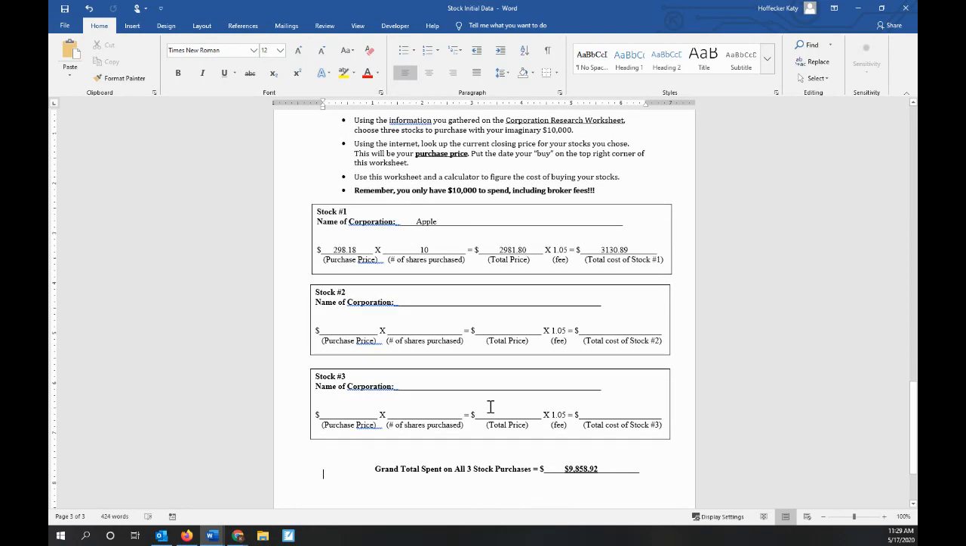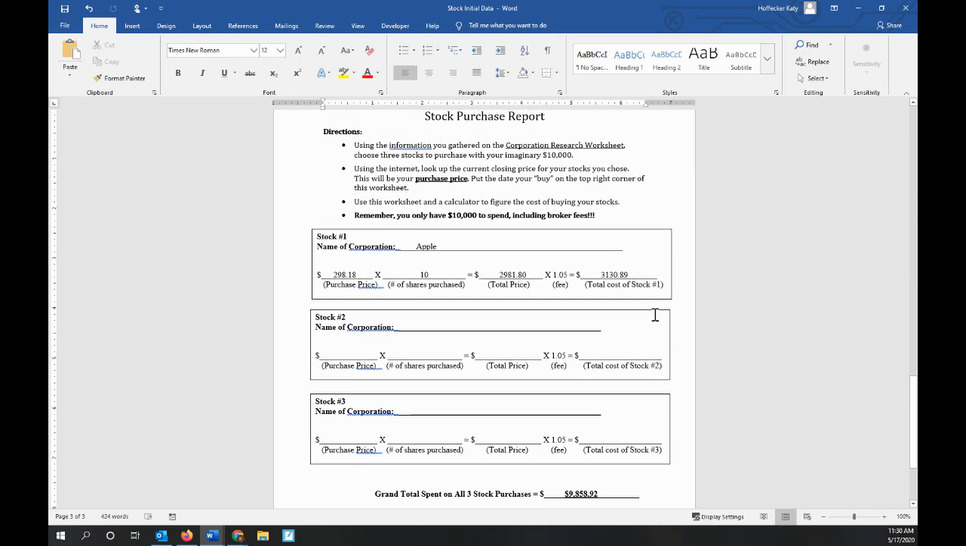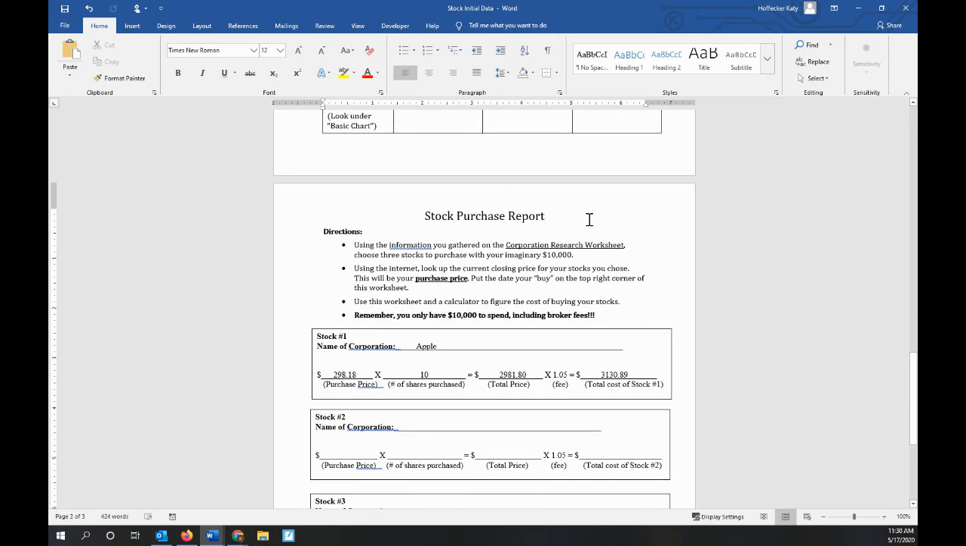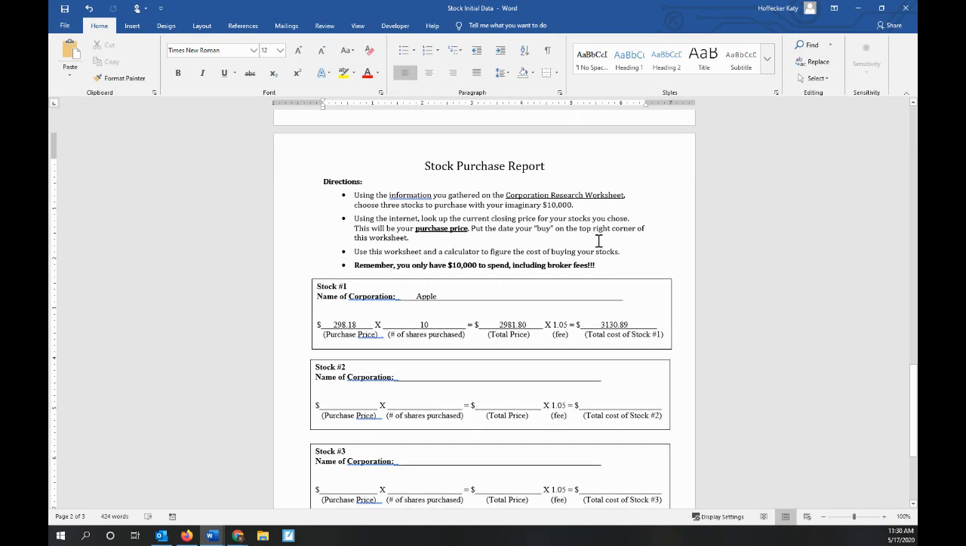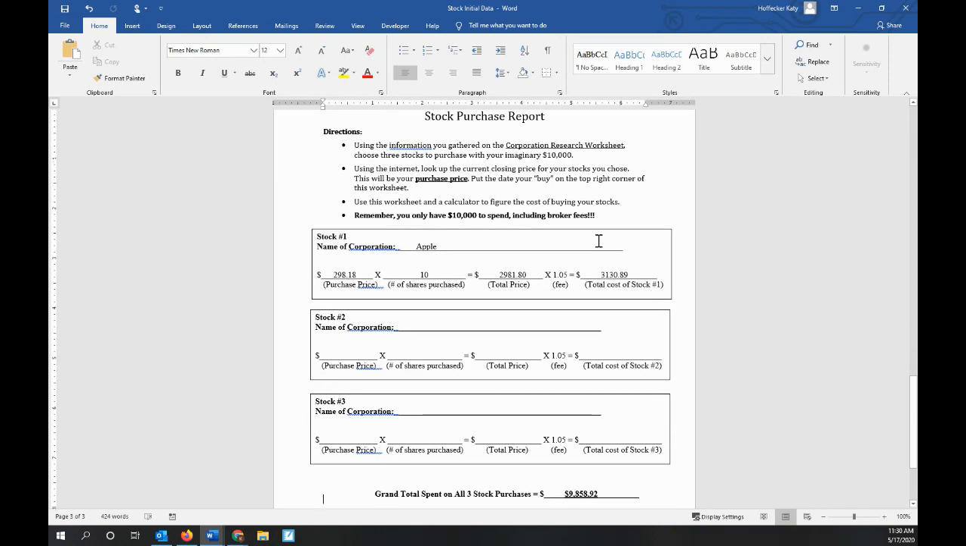If you remember, I did the example of Apple, which nobody else was allowed to do. And the purchase price on February 24th was $298.18, and I purchased 10 shares. Multiplying that, my total price times my broker fee, my total cost for my 10 shares of Apple was $3,130.89. So again, this is from my purchase report that I did back in February. So this you should already have done. Almost everybody has it done, but there are a couple people who didn't do it, and you do need to make sure you go back and do it.